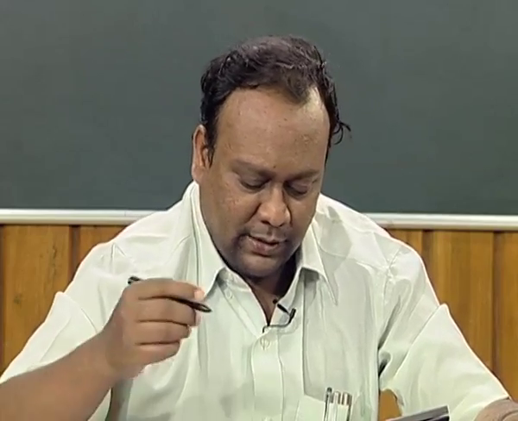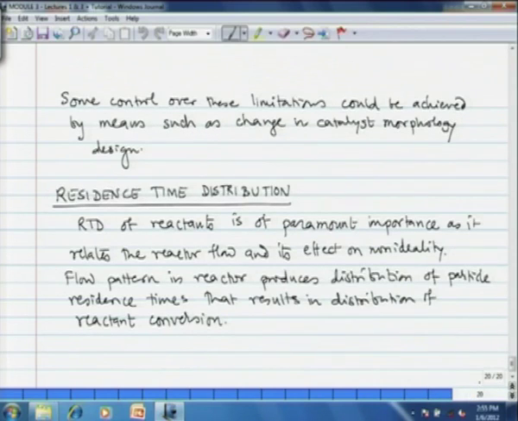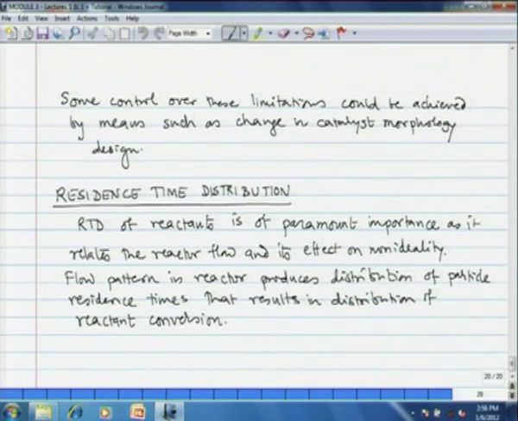Then the next issue is about the residence time distribution. You have already had a detailed treatment of residence time distribution in the course on reaction engineering. So, here I give you only general background. Residence time distribution of reactants, typically in a flow reactor, is of paramount importance because it relates the reactor flow and its effect on non-ideality.